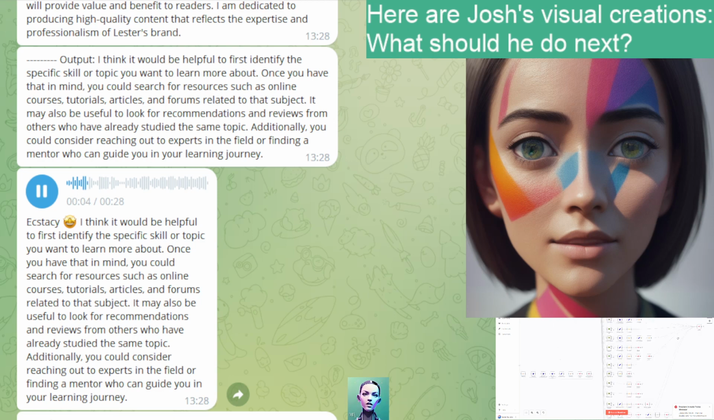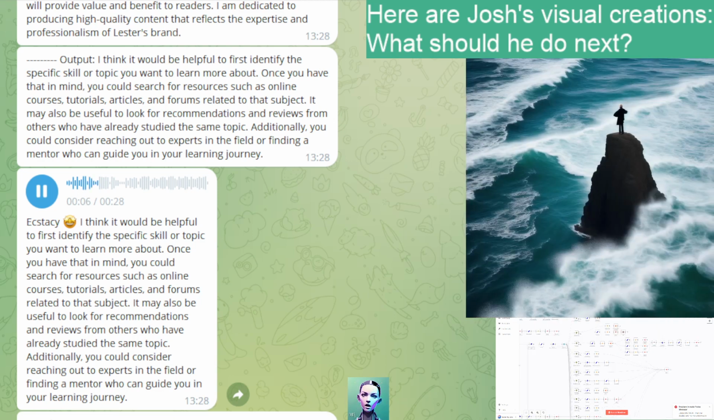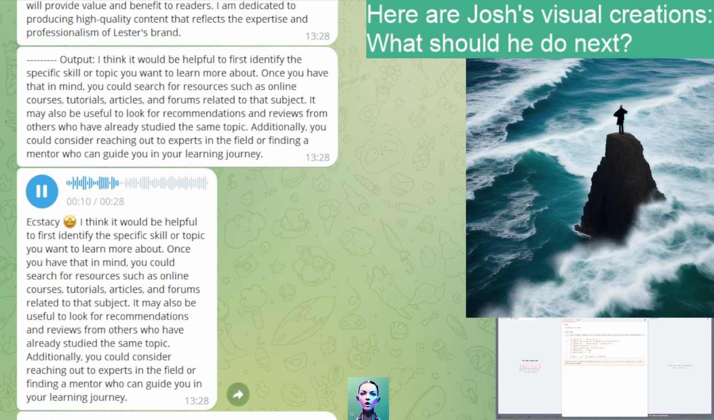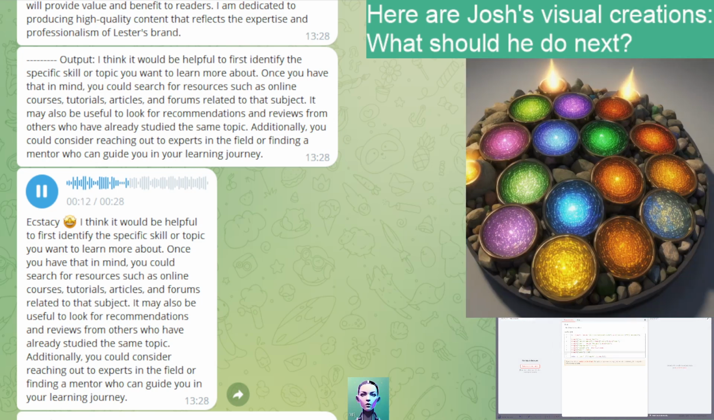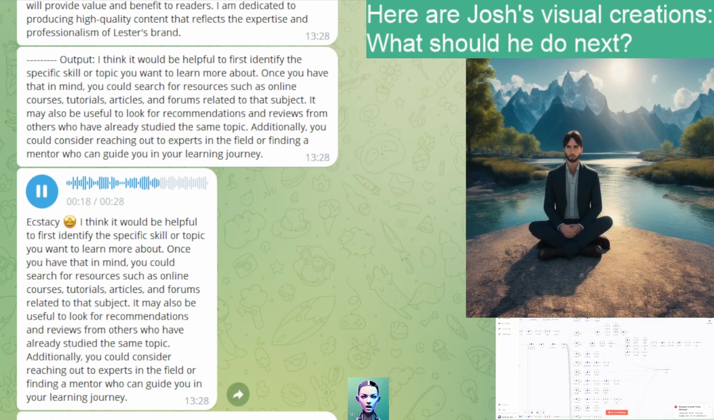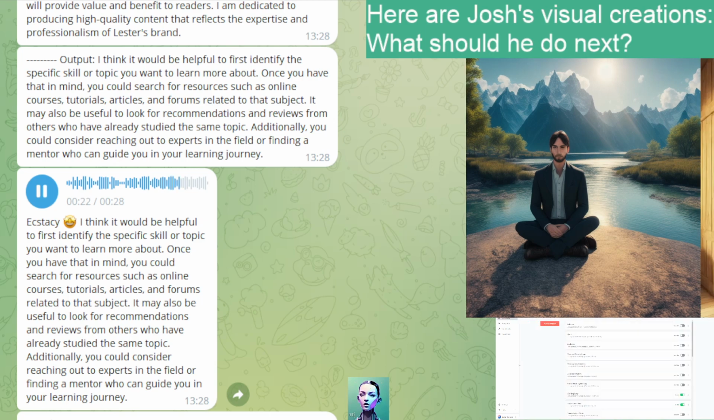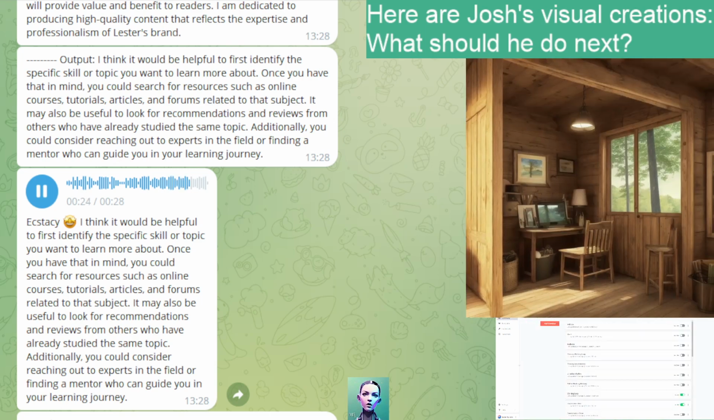I think it would be helpful to first identify the specific skill or topic you want to learn more about. Once you have that in mind, you could search for resources such as online courses, tutorials, articles, and forums related to that subject. It may also be useful to look for recommendations and reviews from others who have already studied the same topic. Additionally, you could consider reaching out to experts in the field or finding a mentor who can guide you in your learning journey.